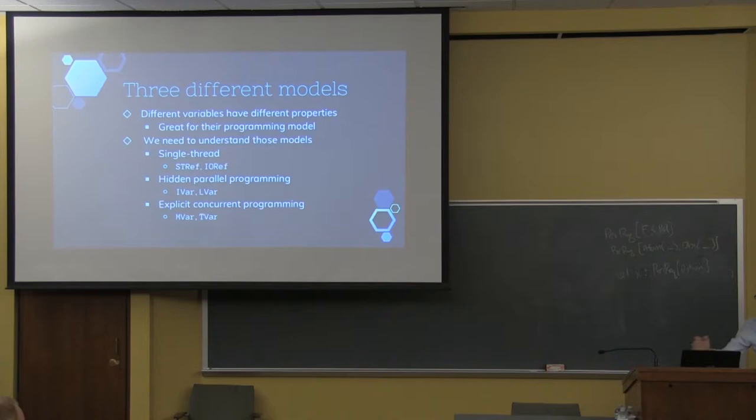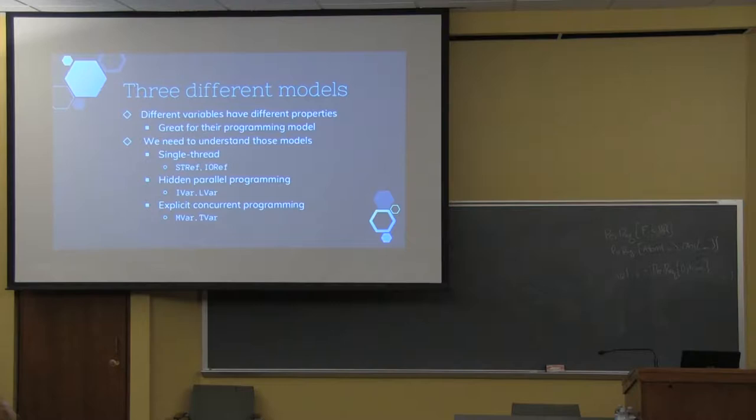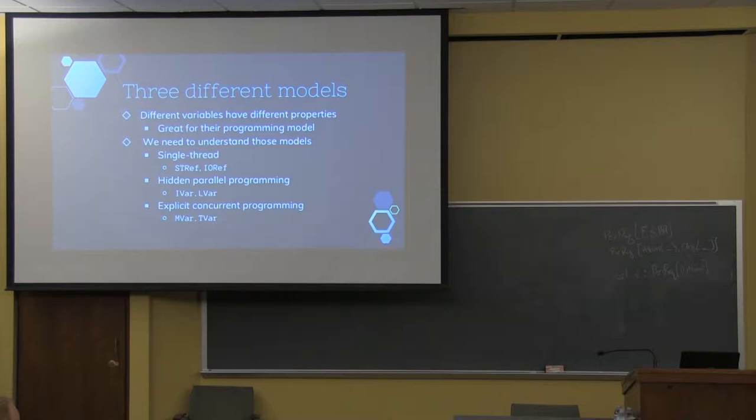As I said, different variables actually come from different models of computation. And in order to understand how variables work, we need to understand these three models. First, just single-threaded applications. The second model is parallel programming, where the parallelism is hidden from us, so it's done automatically by the compiler in some way. And the third model is parallel and concurrent programming, where everything is explicit, and we have to explicitly ask to mutate a variable and to read the variable and this kind of stuff.